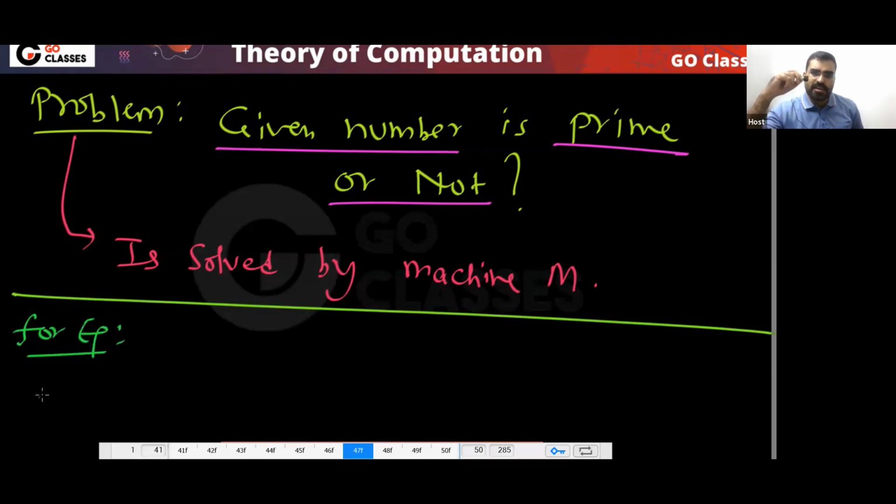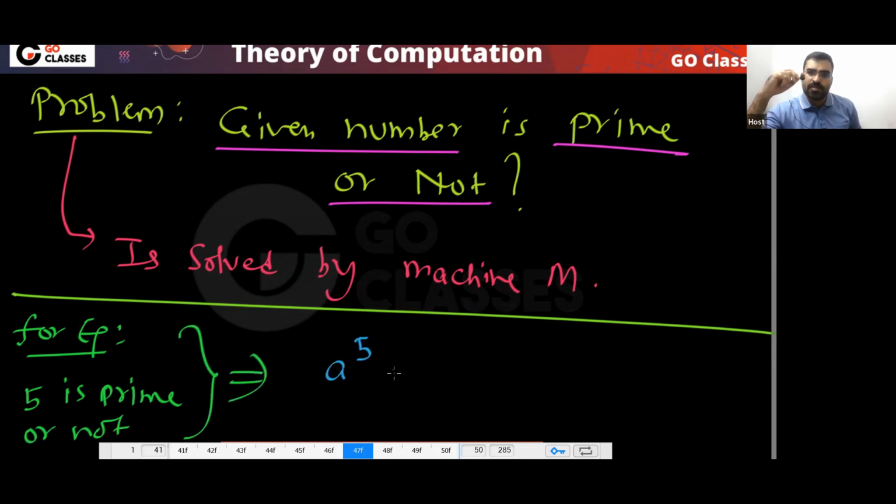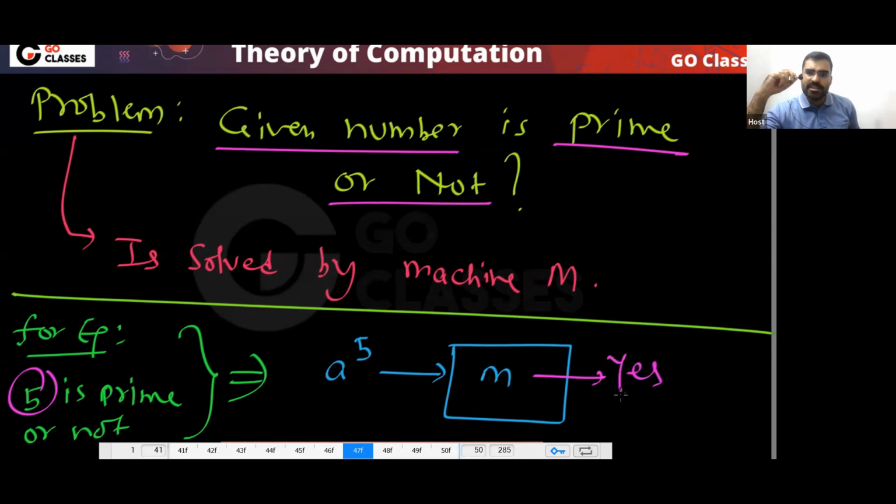For example, let us assume you want to check whether 5 is prime or not. Then what will you do? You will give a power 5 to this machine. And if this machine tells you yes, then what does it mean? It means 5 is prime.